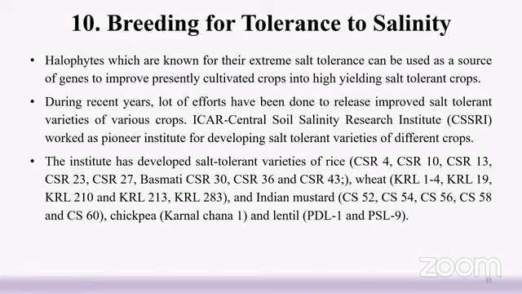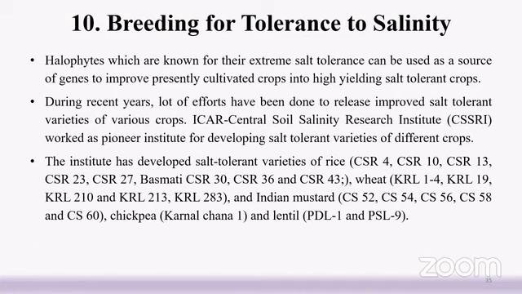During recent years, a lot of effort has been made to release improved salt-tolerant varieties of various crops, and our institute, the Central Soil Salinity Research Institute, works as a pioneer institute for developing salt-tolerant varieties of different crops like rice. For rice: CSR4, CSR10, CSR13, CSR23, CSR27, Basmati CSR30, CSR36, and CSR43. These types of varieties we have released for salty areas.